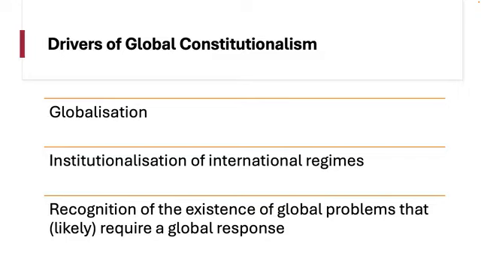And so the result of this is that as we look at these kinds of drivers, global constitutionalism is born of the recognition that globalization challenges state sovereignty. The institutionalization of these regimes challenges the basic idea that states are the primary actors in international law, even if they necessarily are for the time being, and major problems cannot be solved without reference to these global institutions and these global solutions.